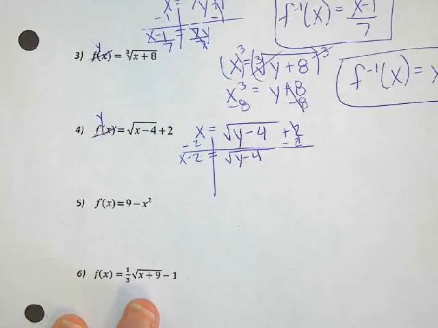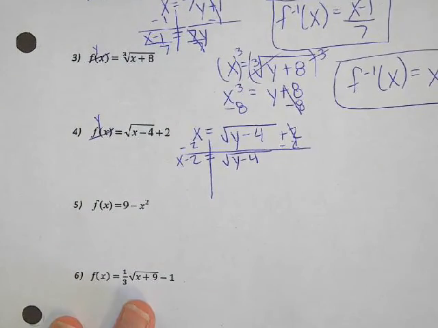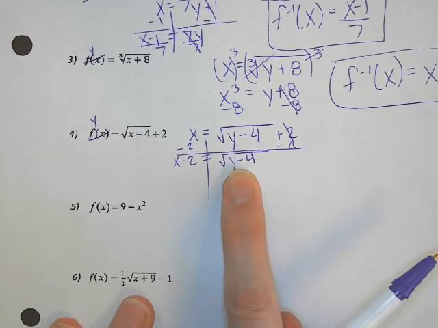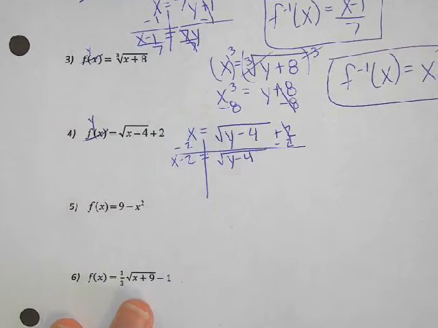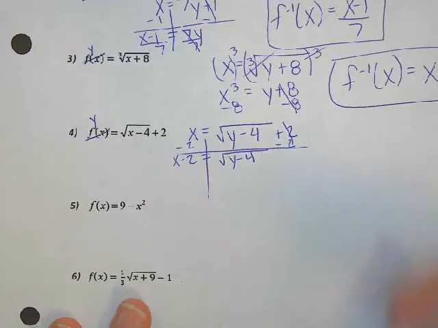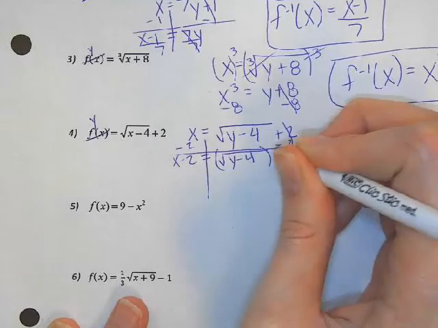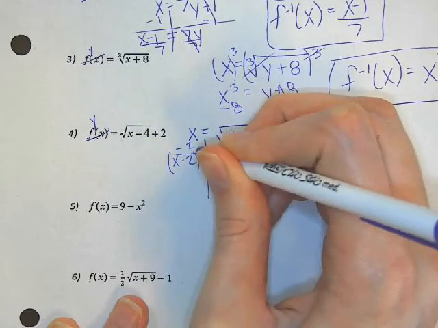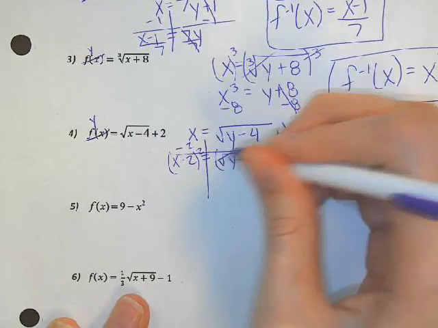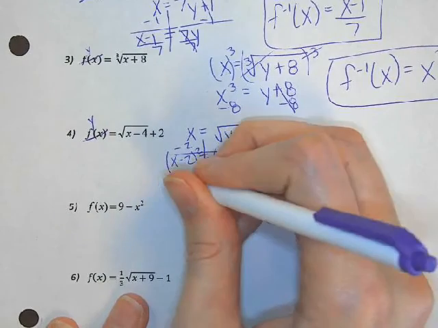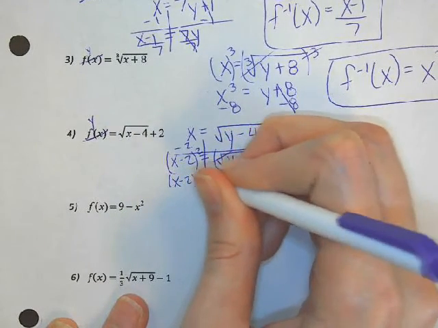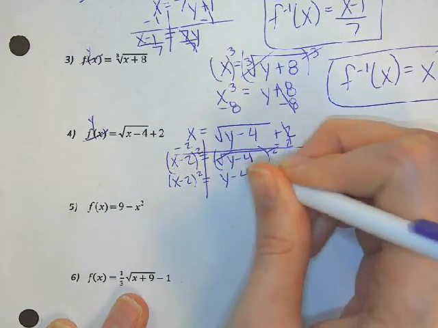Can I add 4 to both sides? No, because it's trapped under the radical, so I have to get rid of that radical symbol. Well, this is what type of radical? A square root, which means I need to raise it to the 2. Would you do the same? So here we go, squared it. So I get x minus 2 squared equals y minus 4.